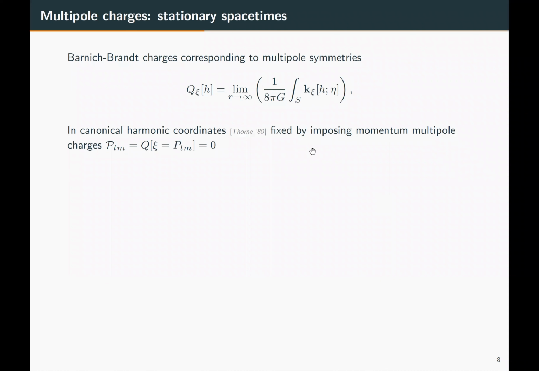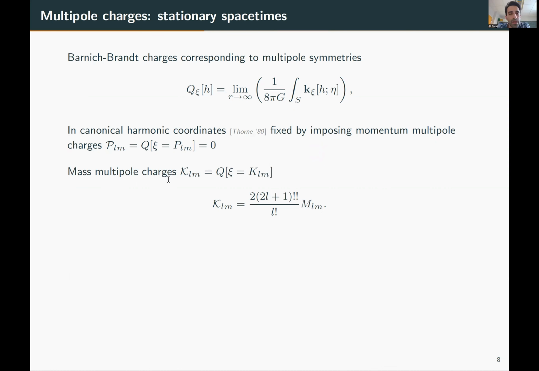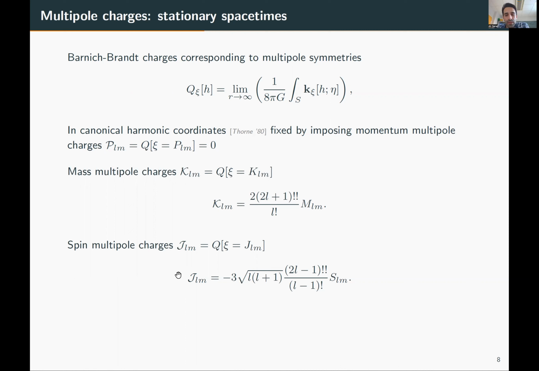Okay, so now if you compute the charges for the mass multipole symmetries, we see that they reproduce exactly the mass multipole moments up to some numeric factor, and the charge corresponding to spin multipole symmetries reproduces the spin multipole moments. So again, this result promotes these canonical multipole moments to charges associated to multipole symmetries.